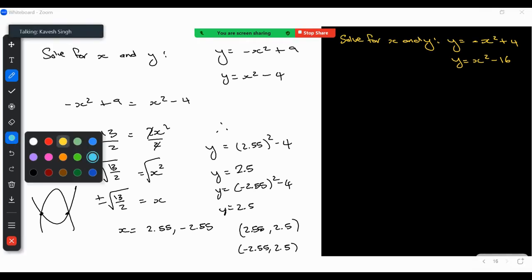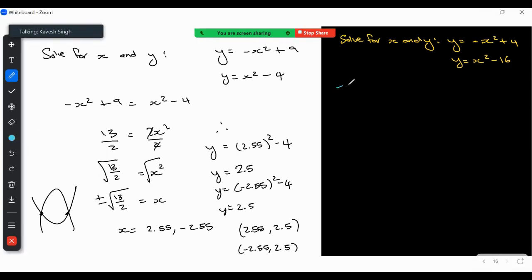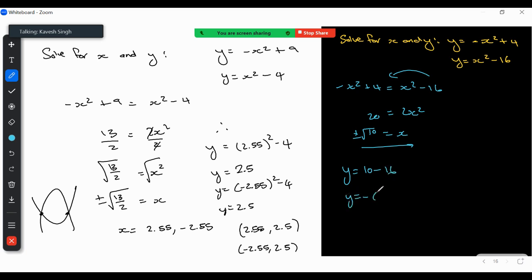Alrighty, let's have a look. So negative x squared plus 4 equals x squared minus 16, getting me 2x squared on the side and getting me 20 on that side, which gets me plus or minus the square root of 10 equals x. And so we put that back into the equation and we get y equals, whether it's negative or positive, it'll still become 10 minus 16, which is going to be negative 6. And so the coordinates will be root 10 and negative 6, or negative root 10 and negative 6.